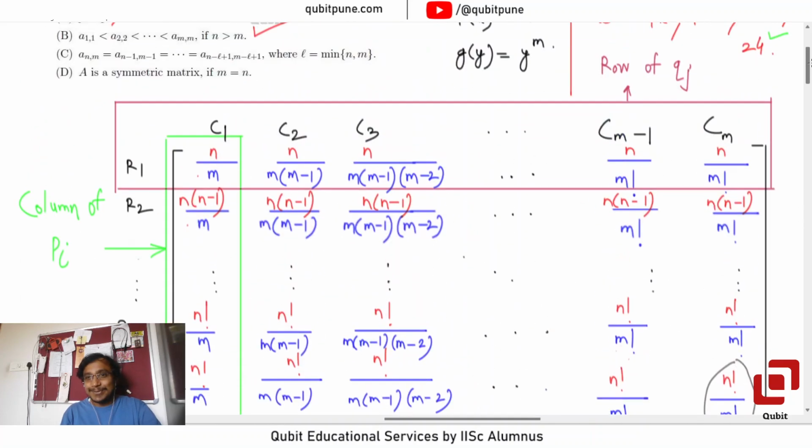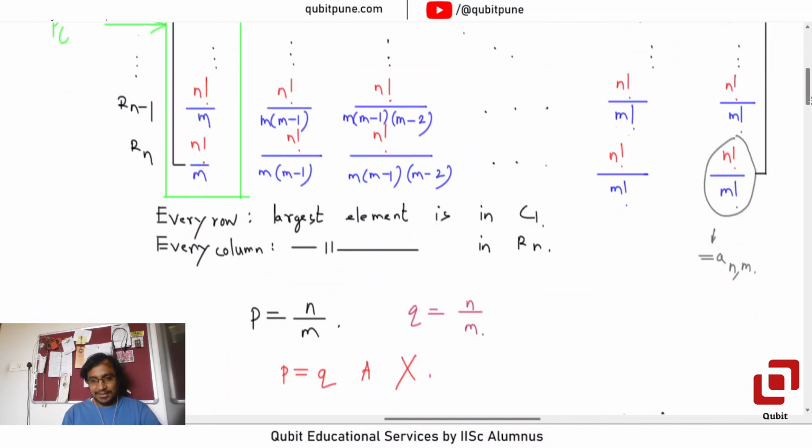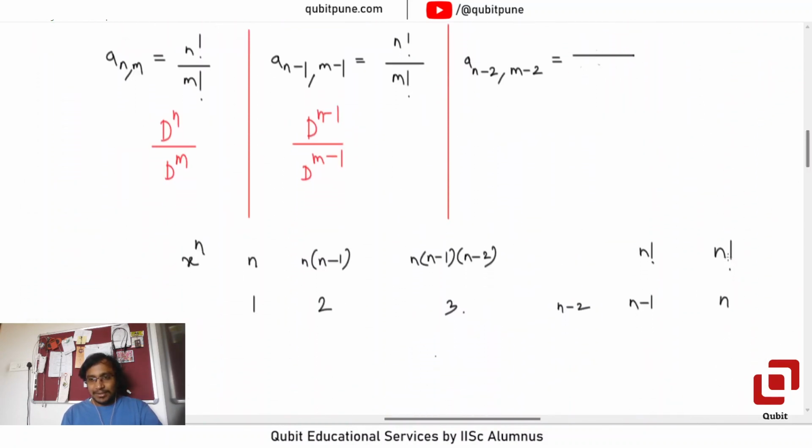Let me go back to that x raised to 4 example for reference. 24. So this is 12, right? n factorial upon 2 factorial. Yes, correct. So this is n factorial upon 0 factorial, n factorial upon 1 factorial. Yeah, this should be n factorial upon 2 factorial. Okay, n factorial upon 2 factorial, and that is actually nP(n minus 2). This is nP(n minus 1) and this is nPn.